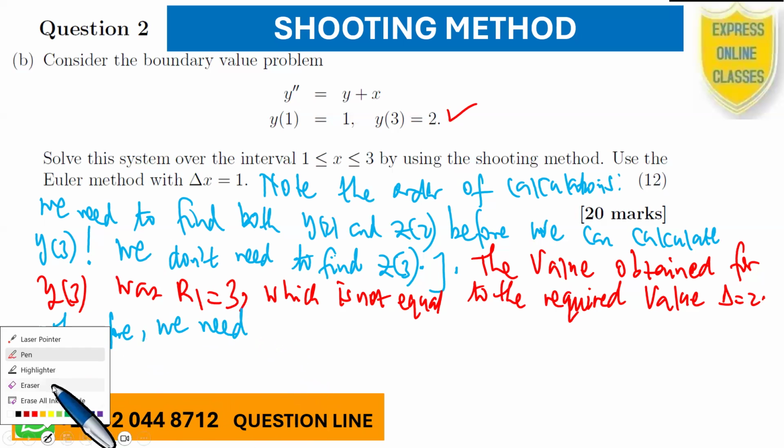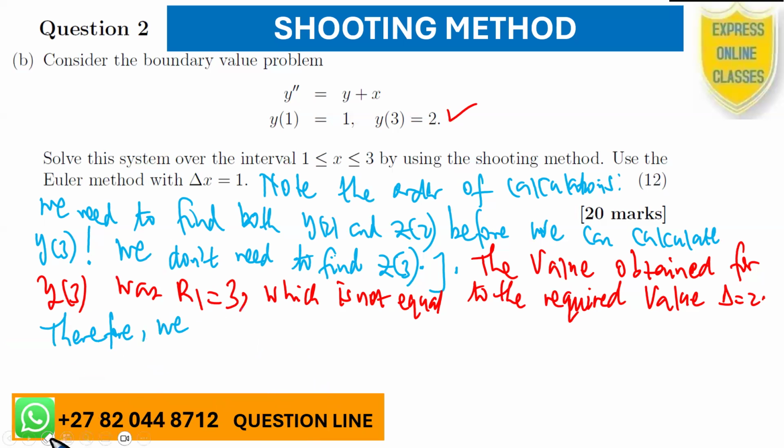Okay, yesterday we looked at the modified Euler, but today we're using the Euler. It's very important to compare the two, because the modified Euler is an improvement over the Euler. So therefore, we must make another guess.